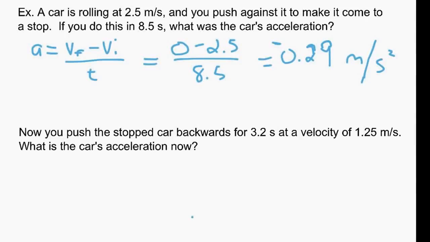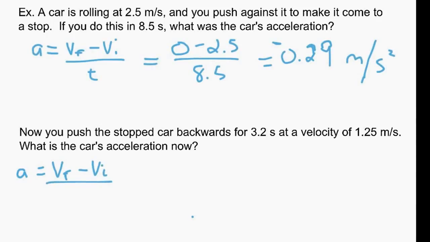So let's do one more that's similar. So this one we have the same car. The car was rolling towards us. We brought it to a stop. Now we're going to push it backwards at a velocity of 1.25 for 3.2 seconds. So in this case, our final velocity is 1.25, and our initial is 0, right? Because it was initially stopped. We stopped the car. Now we're going to take that stopped car and push it backwards.